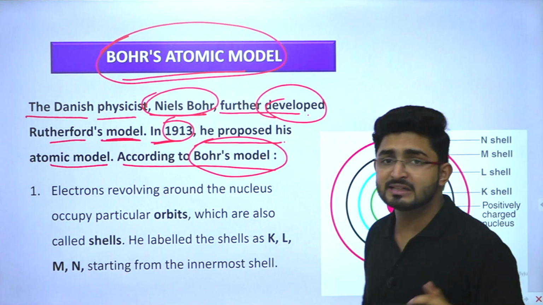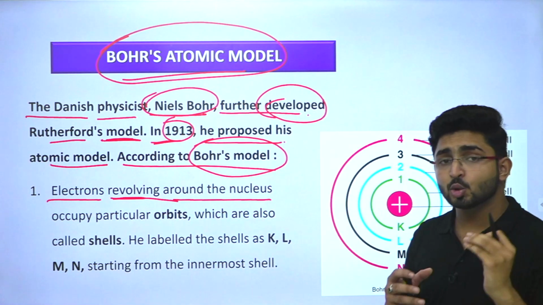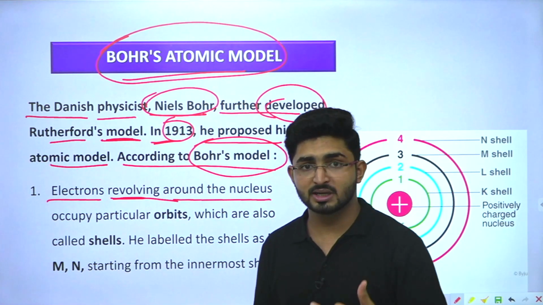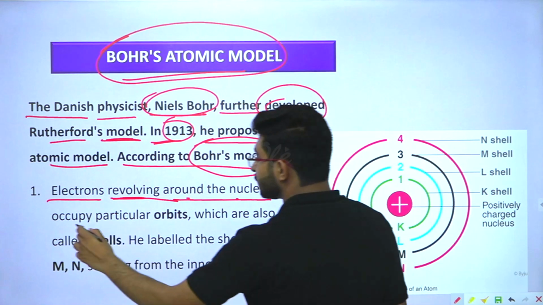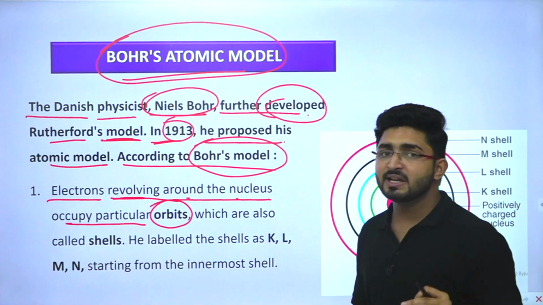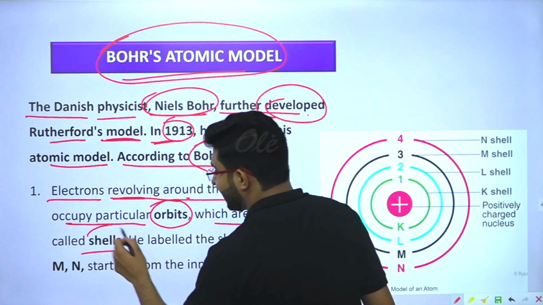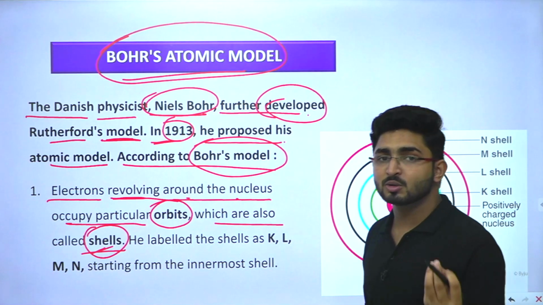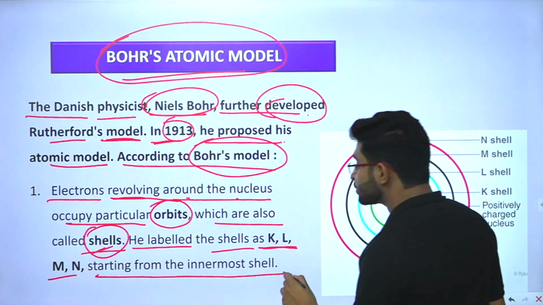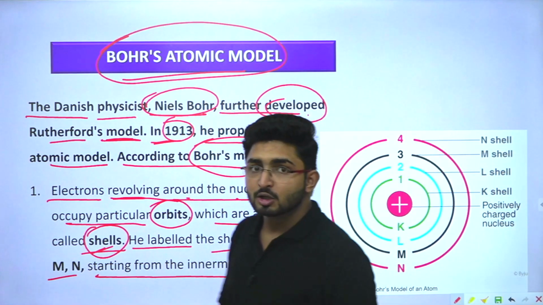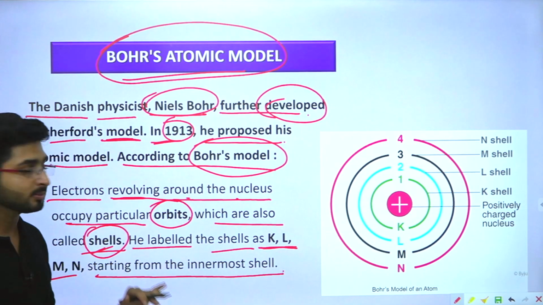Now, according to Bohr's model, he stated what? He stated that electrons revolve around the nucleus. We know that Rutherford told us that electrons revolve around the nucleus in a circular path which is called an orbit. So electrons revolving around the nucleus occupy particular orbits. Each and every electron around the nucleus will occupy a particular orbit, and these are also called shells. He labeled those orbits, those paths, or we can say those shells, as KLMN starting from the innermost shell.